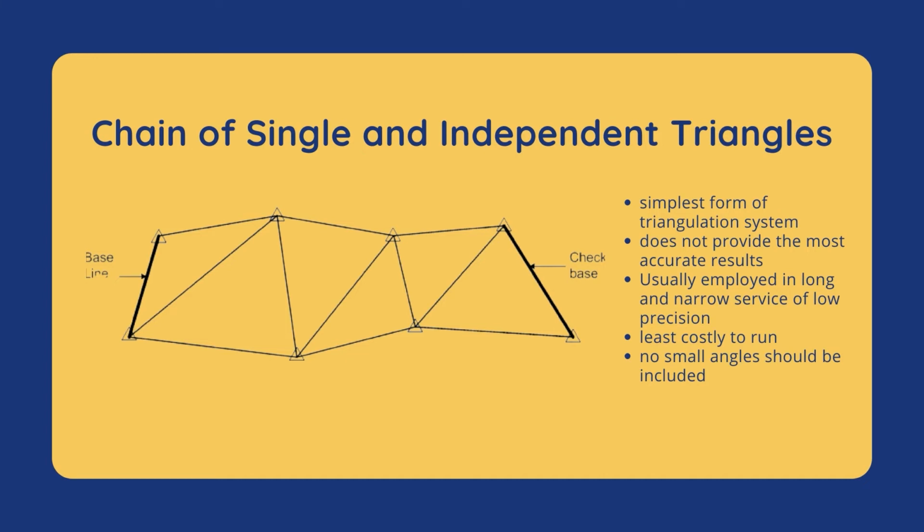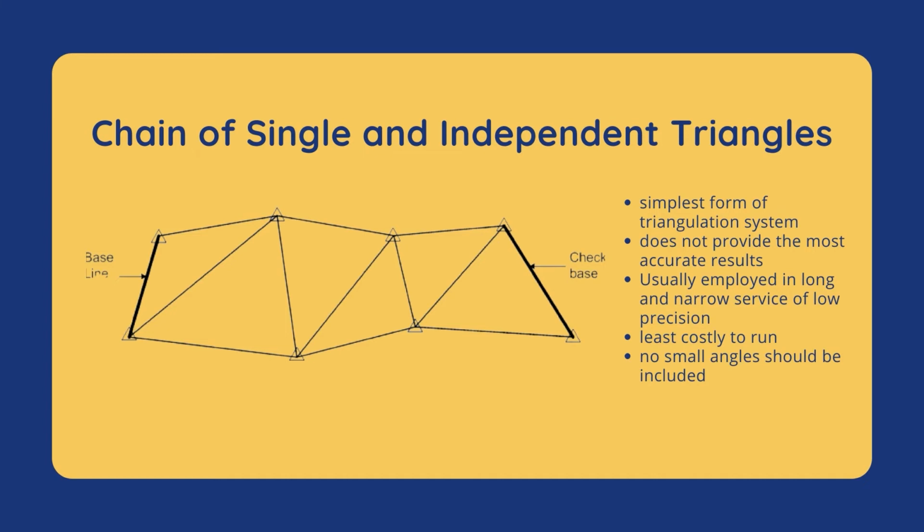A chain of single triangles is the simplest form of triangulation system since it involves a minimum of angular measurements and calculations for the amount of area covered. This type of triangulation system does not provide the most accurate results.